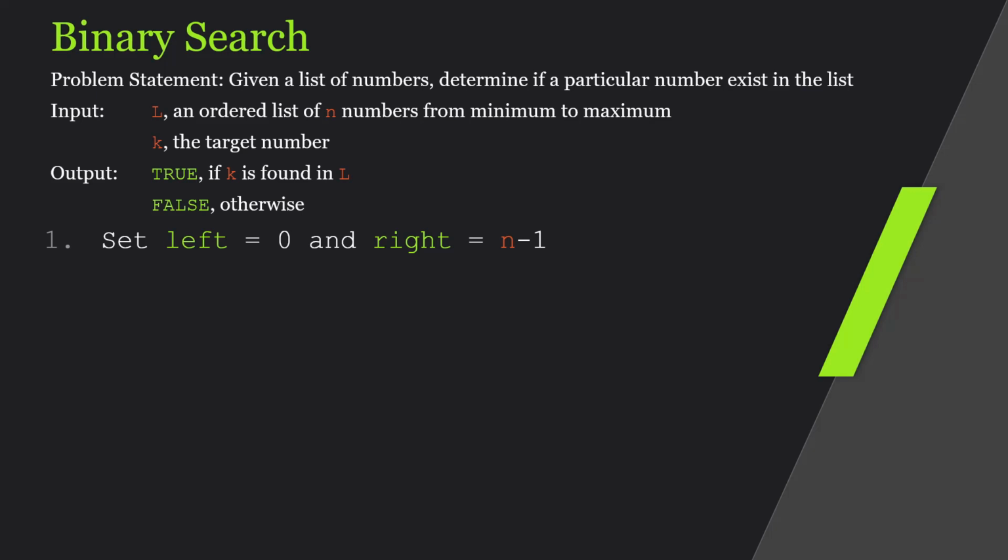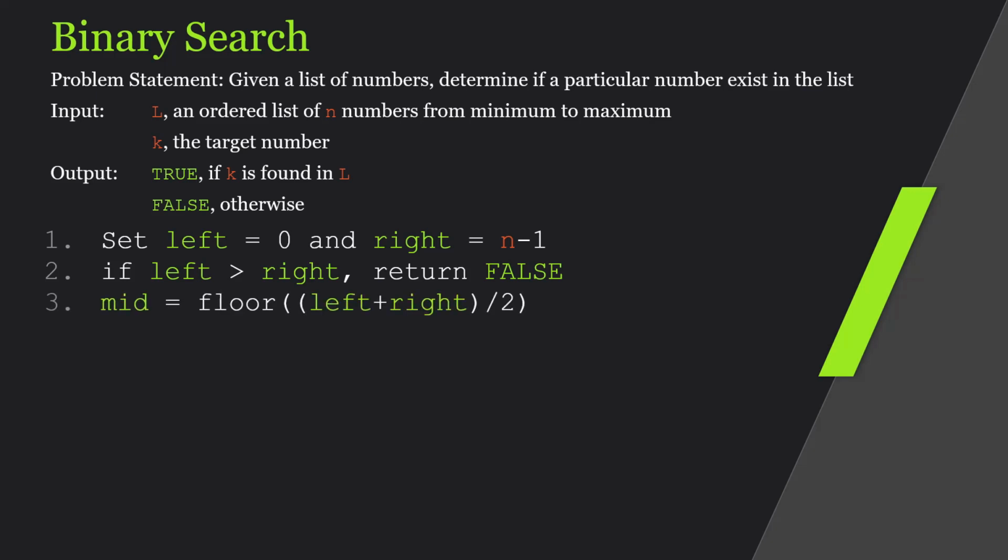And we always want to check to see if those ever switch. So if our left index becomes greater than our right index, then we know that we've checked every possible element there is. We can return false. We haven't found it. Okay? So now we need to find the middle element of the left and the right indices that we have. We just do that by doing the floor of the average. Okay, and so now we're going to find that middle location.